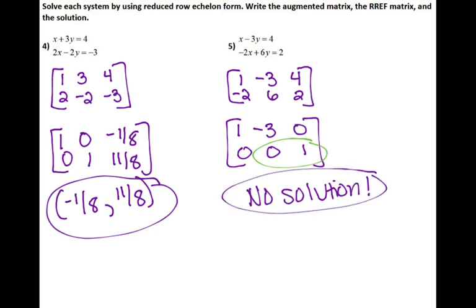If you ended up with 0 equals 0, that would be infinitely many solutions, which you would have to write a different way for your answer. Alright, 3 variables the same way. There is a small typo in number 6 that should be a z instead of an x for that last equation.